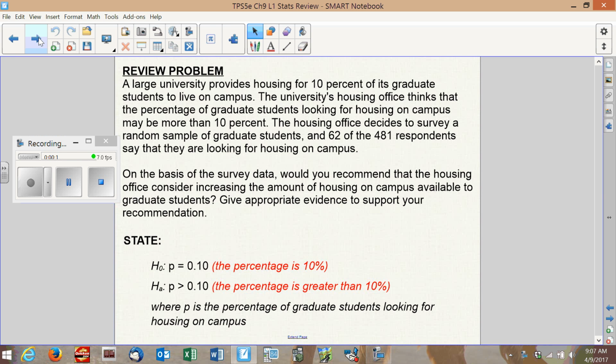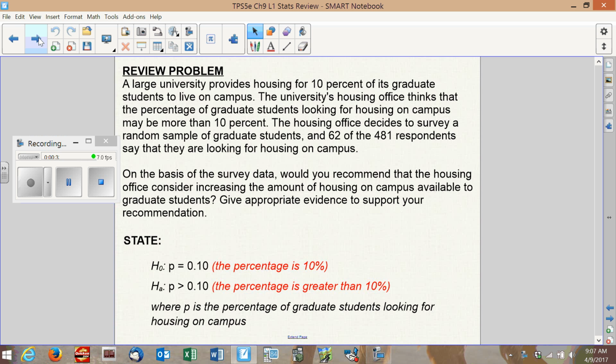A large university provides housing for 10% of its graduate students to live on campus. University's housing thinks that the percentage of graduate students looking for housing on campus may be more than 10%. They took a sample and found out 62 of the 41 respondents say they are looking for housing. On this basis, do you recommend they consider more housing?